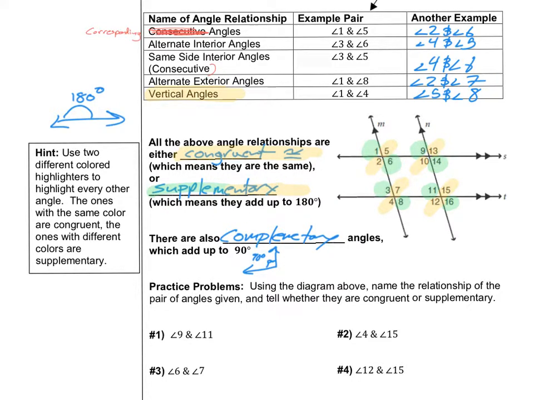But supplementary, that means like 1 and 5, they add up to 180. Well, they make a straight line. But the same thing's true with like 1 and 15. If you were to take angle 15 and slide it over here, it would perfectly match up with 1 and make a straight line. So any two with different colors would be supplementary, like 4 and 14, or 16 and 13, or 12 and 6. That's an easy way to do it, and that's what I described over here.